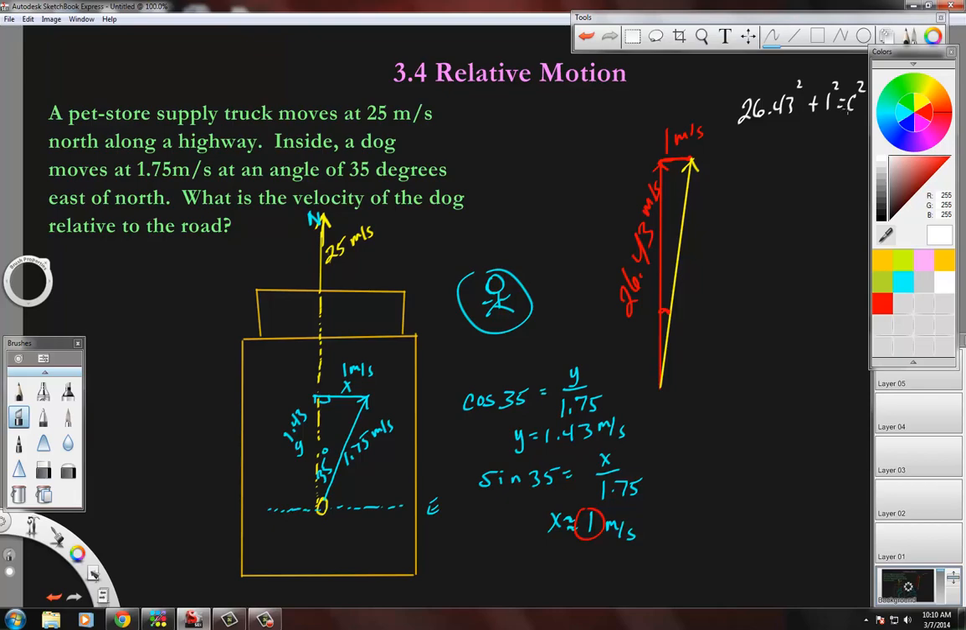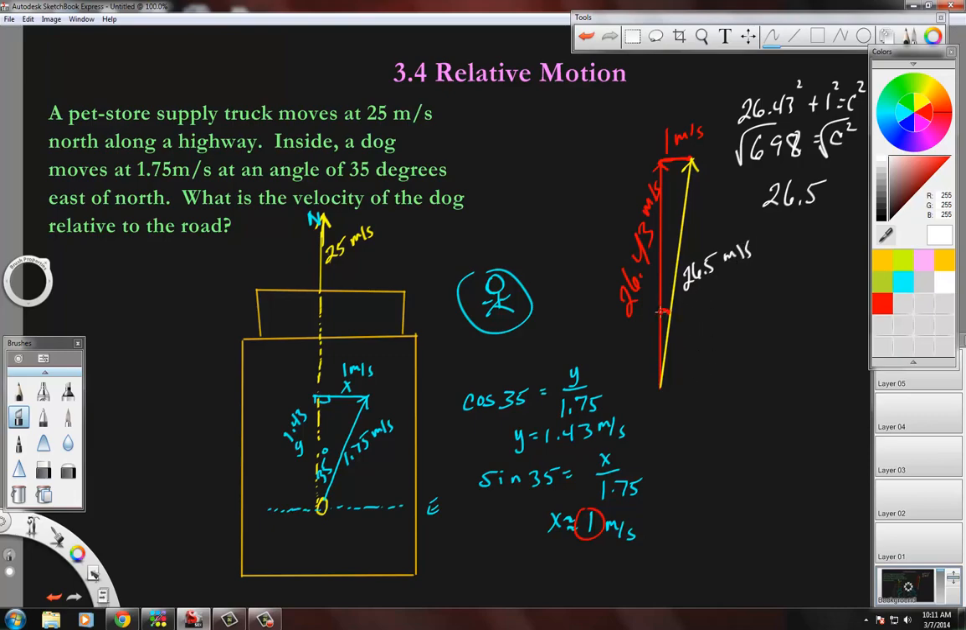I'm going to pause that and figure that out. So c squared equals, after you do that, 697.96. How about we just call that 698? And then we square root this, which is about 26.5. And it's just barely longer than this side here, 26.5 meters per second. So that's our resultant vector.